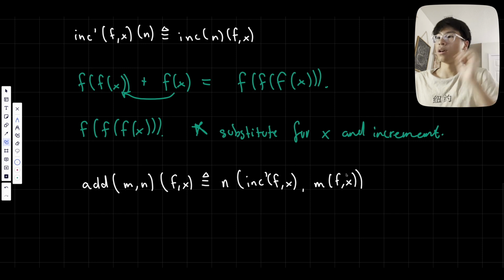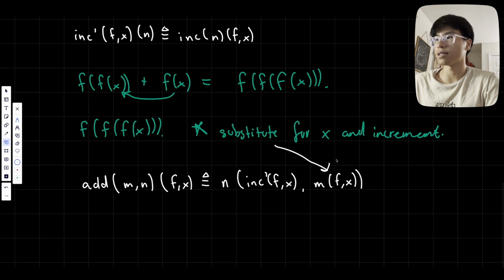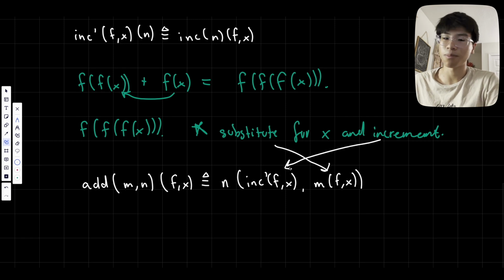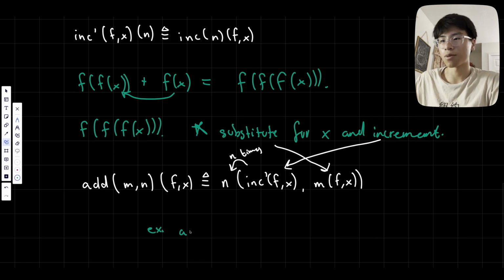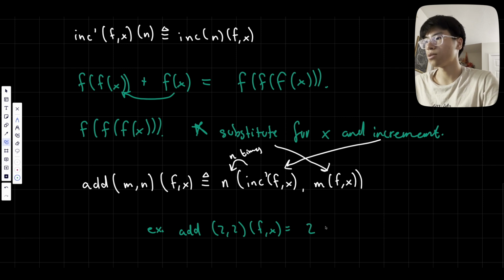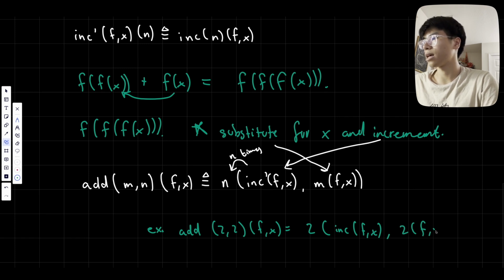Okay, so what we've done is exactly what we called for. Instead of x, we substituted in the number m. Instead of this regular f f f business, we decided to repetitively increment our m n times. And so let's give an example of what this looks like. We're going to add 2 and 2 together, and we're going to feed in f of x. So in this case, we have 2 increment f of x and 2 f x.